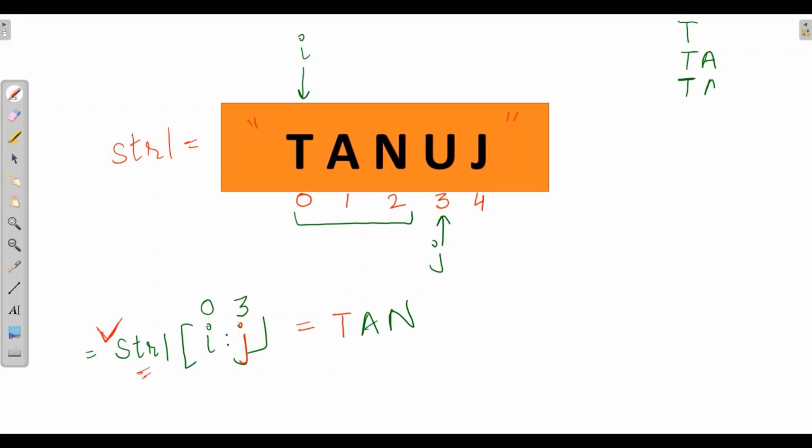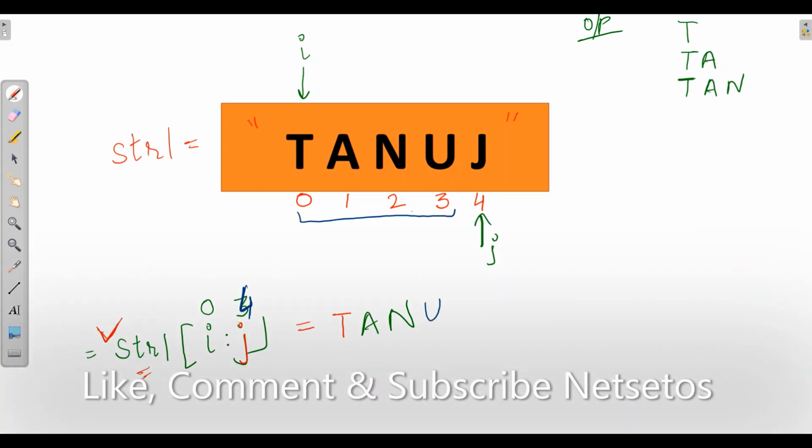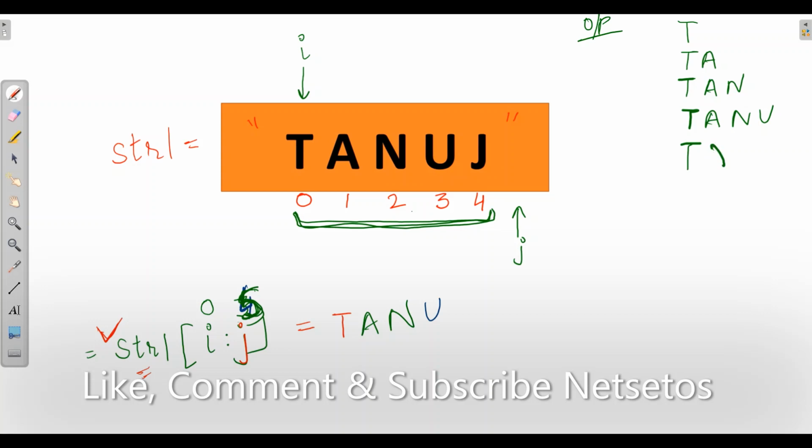So here we will print TAN. Then the next time J will be at 4, so I is at 0 and J is at 4. So TANU will get printed. Then the next time J will be at the length of the string and I is at 0. That means here we will have 0 to 5. So the rest of the part between I and J will get printed. So this time Tanuj will get printed.